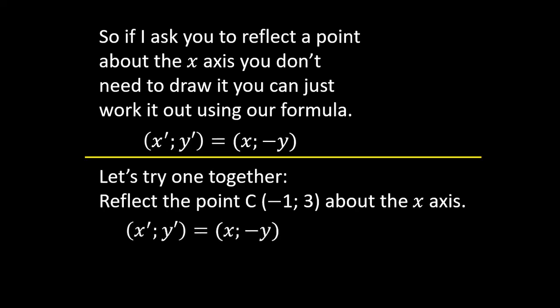Okay, so our formula, (x', y') = (x, -y). Look at my values for my x and y for C. (-1, 3). Let's substitute them in. C prime is (-1, -3). See, my x value is the same, my y value sign has changed.